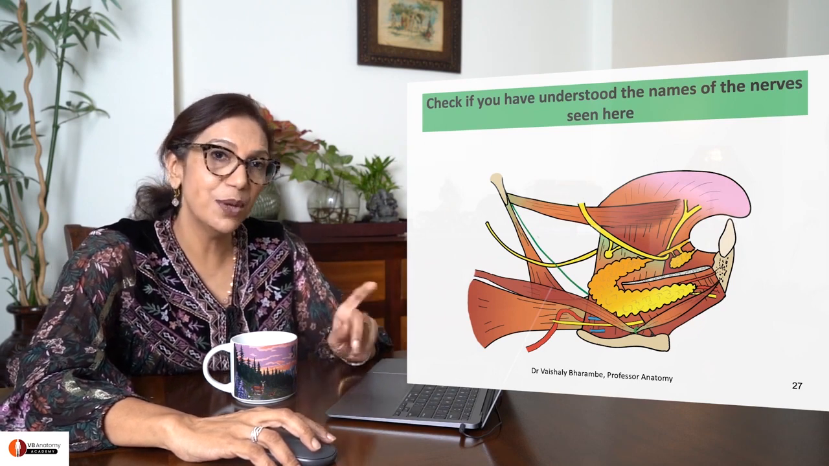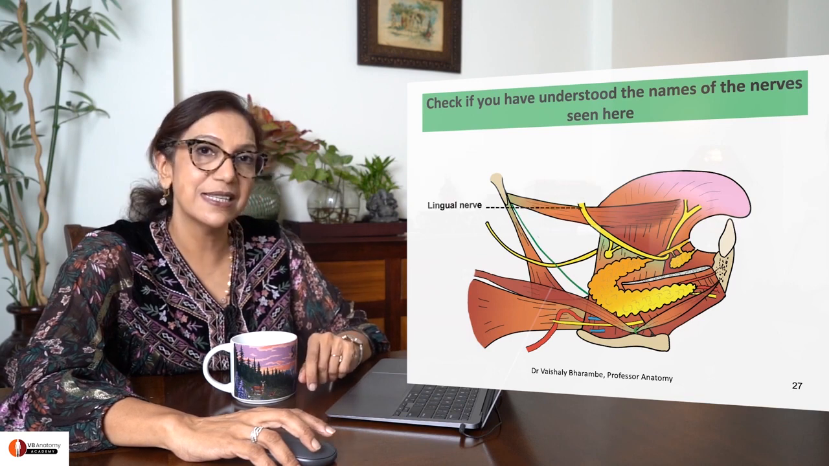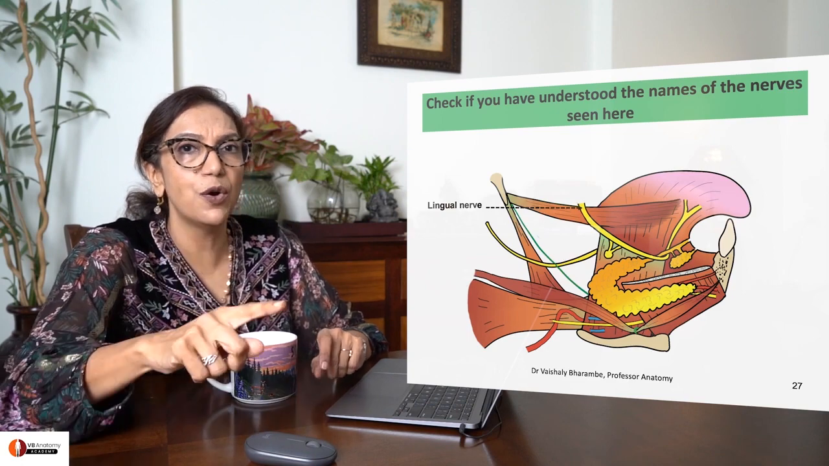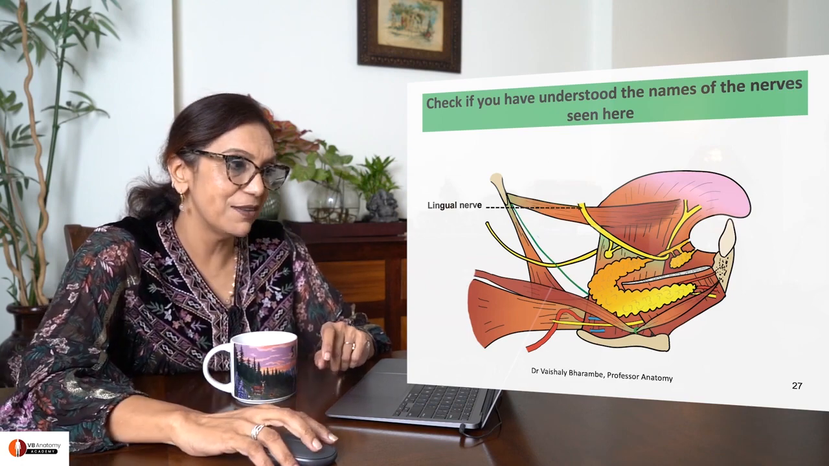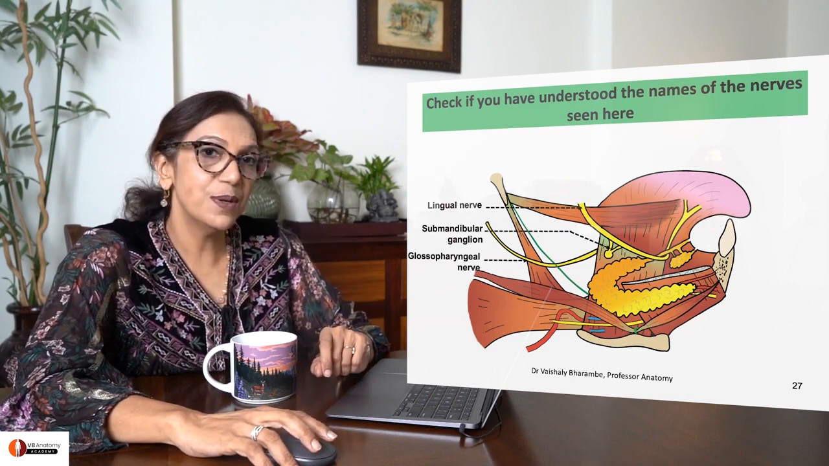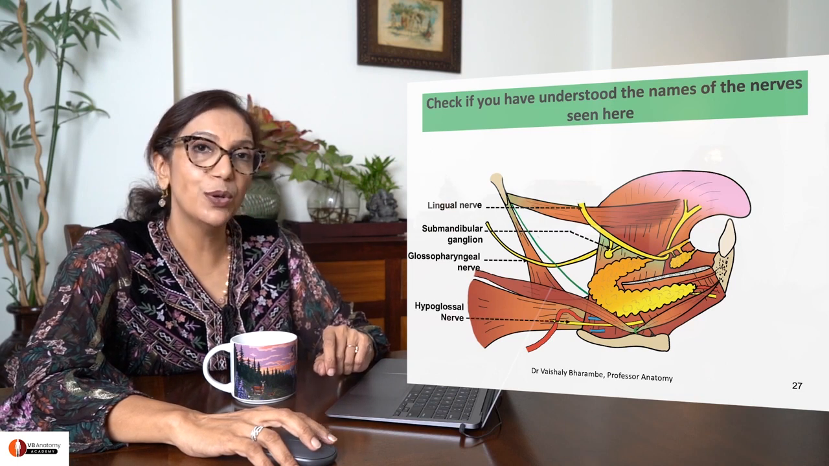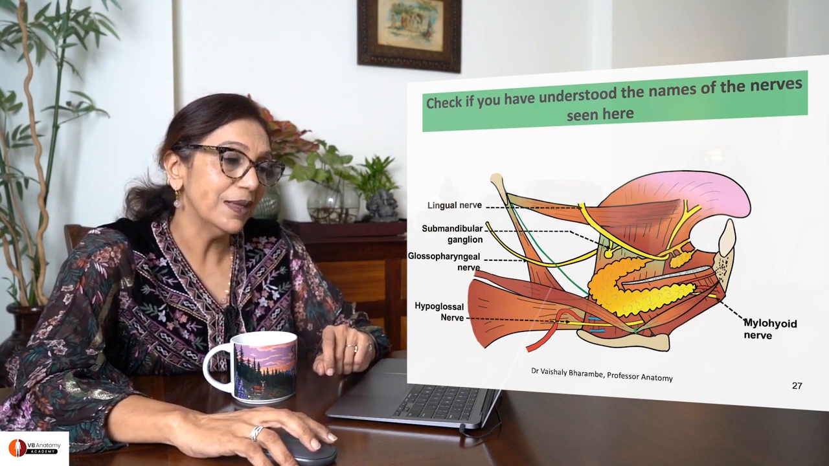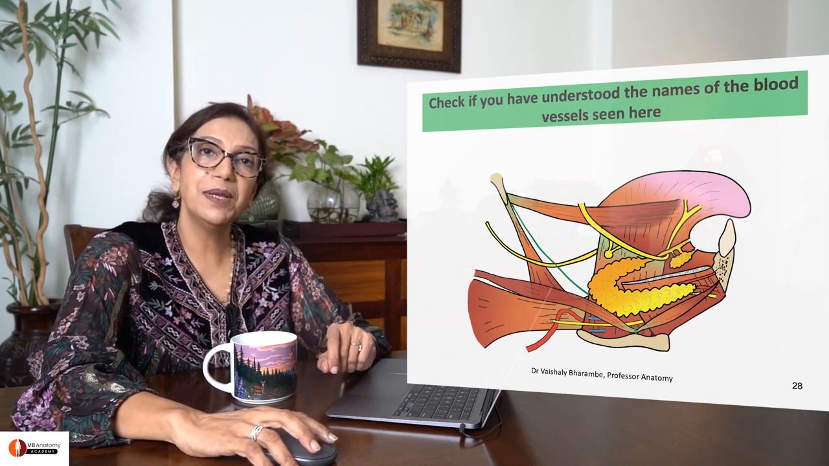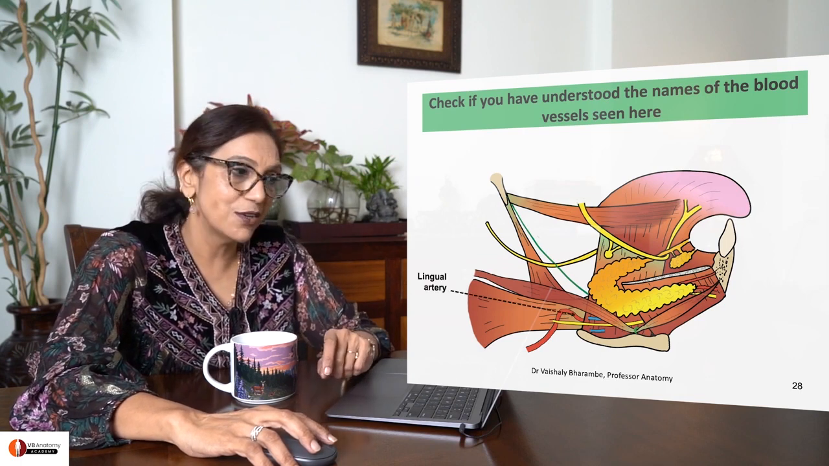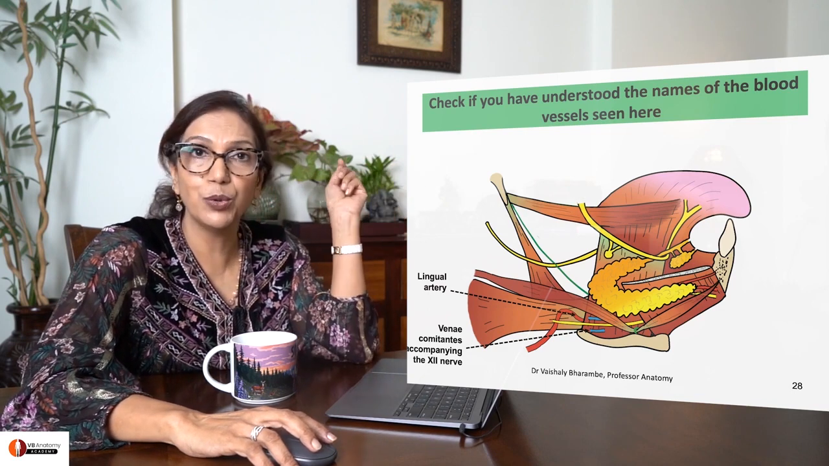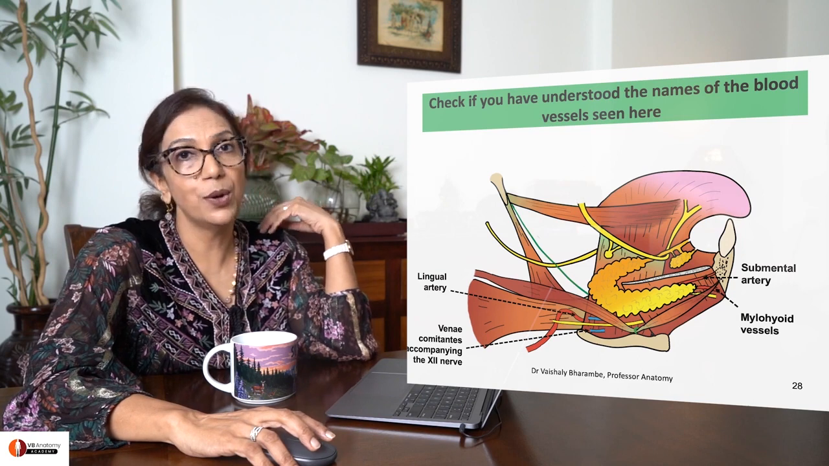Let's try again. Let's see if you're able to recognize the structures here. What is this? Lingual nerve. Immediately you should ask yourself, accompanied by, suspended from, is your submandibular salivary gland, submandibular ganglion. Right. Now what is this one? Glossopharyngeal. This one, hypoglossal nerve. This is the mylohyoid nerve and vessels. That's it. Let's see if you remember the names of blood vessels. This one is lingual artery. These are the small blue ones, venae comitans accompanying my hypoglossal nerve, submental artery, mylohyoid artery.